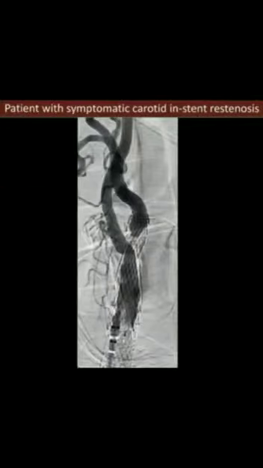Good morning, friends. In this video, we'll discuss a rarely discussed topic, that is in-stent restenosis. This patient with recurrent right hemispheric symptoms on initial DSA showed a tight right internal carotid in-stent restenosis of more than 90% at the origin.